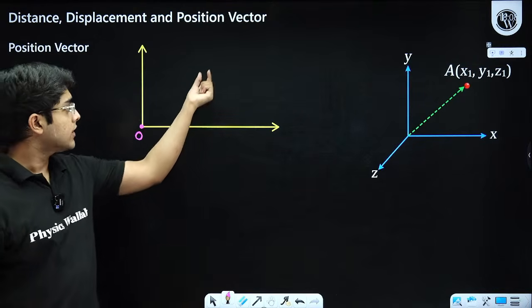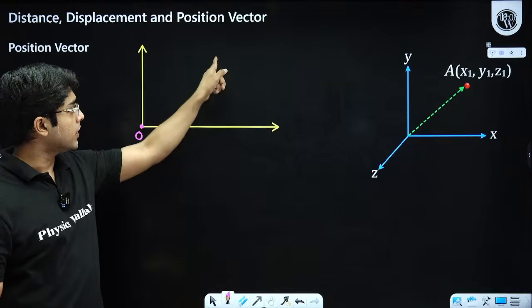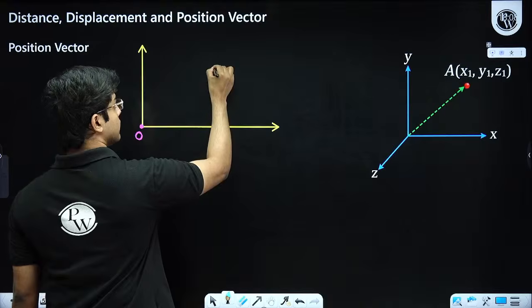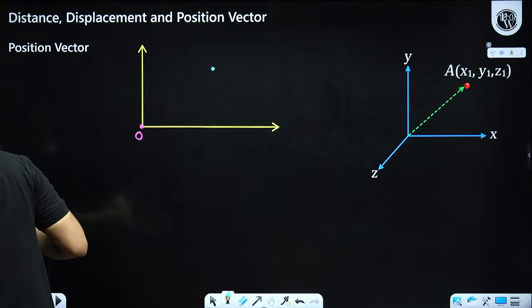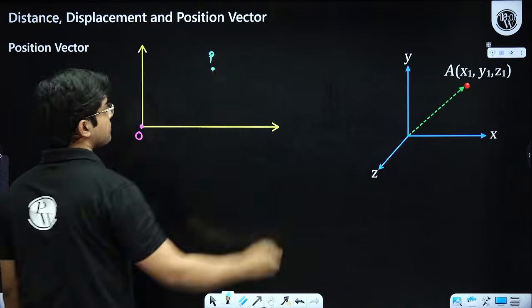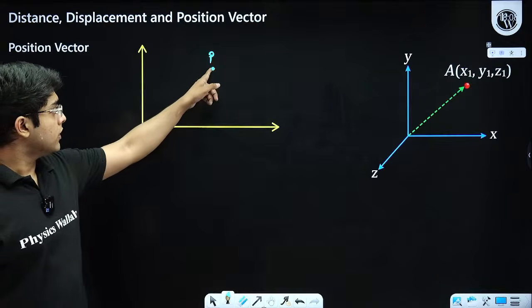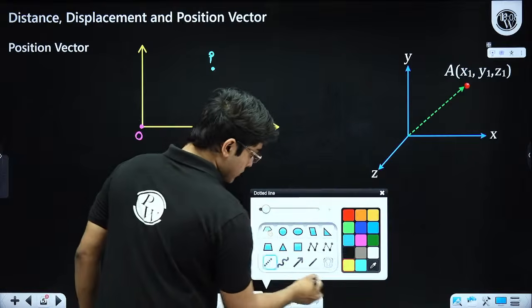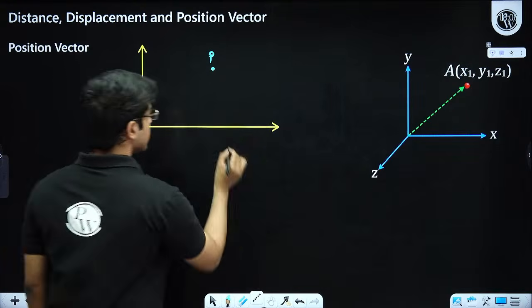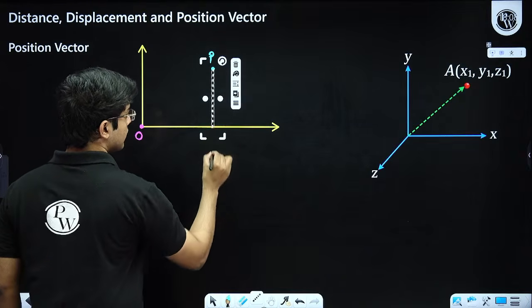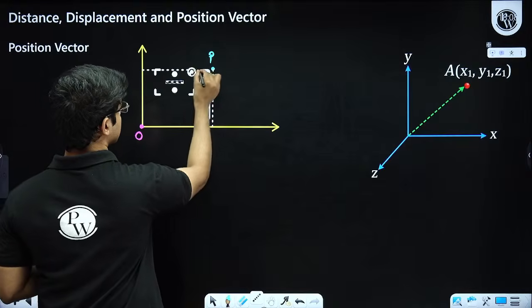Now let's say there is some particle on the xy plane which we want to mark, which we want to track. Just a second. Okay, and this particle, let's give it the name P. Now we want to mark down the position of this particle. In mathematics we use xy coordinates to do that, right? So we find the x coordinate of the particle and the y coordinate of the particle.